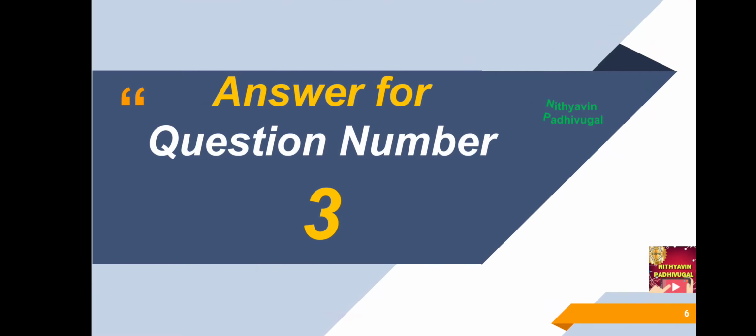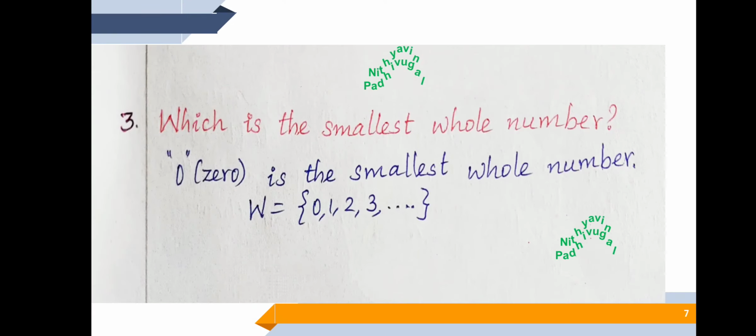Then next, problem number 3. Which is the smallest whole number? We know that whole numbers is the set of all numbers beginning with 0, that is 0 and all natural numbers. The set of 0 along with the natural numbers is the set of whole numbers. Right. So 0 is the smallest whole number.